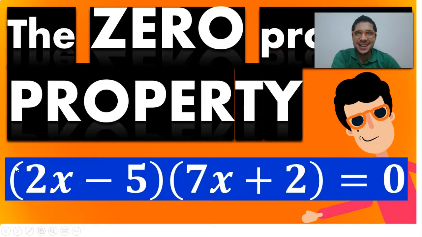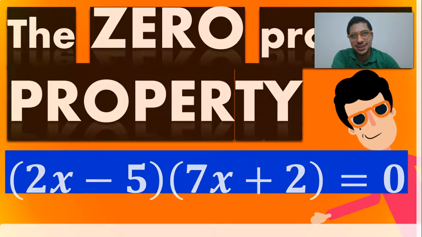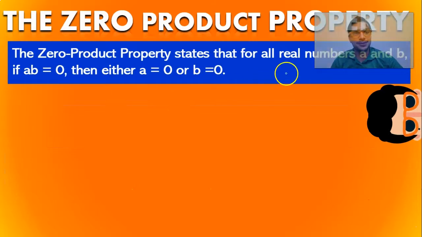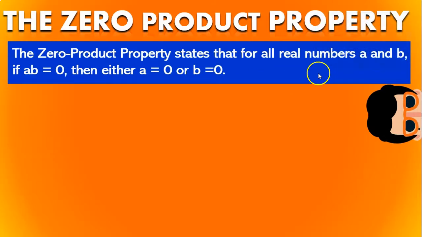Hello guys, welcome back. Today we're going to be taking a look at a very easy, fast, but effective example of the zero product property, what it is, and how to solve a problem of a quadratic equation using it. So basically we have to first define what is the zero product property.